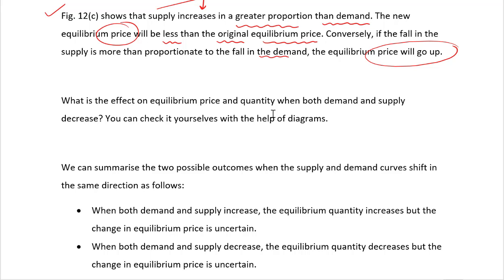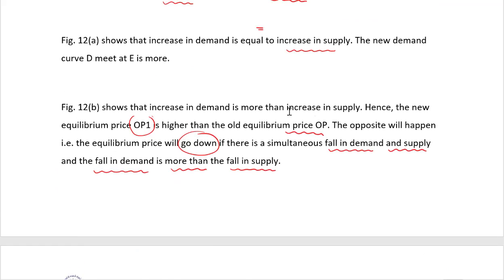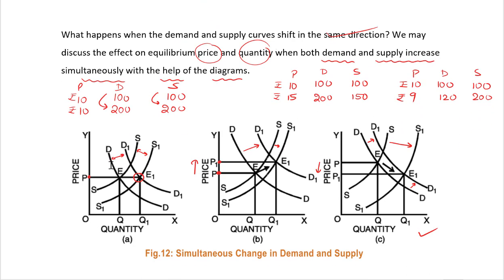What is the effect on equilibrium price and equilibrium quantity when both demand and supply decrease? You will check it yourself with the help of diagrams. So over here, what we have learnt is we have increased the demand, increased the supply, but in figure 1, we have equally increased the demand and supply, and we learned that if equal change in demand and supply happens, in that case the price will remain the same.